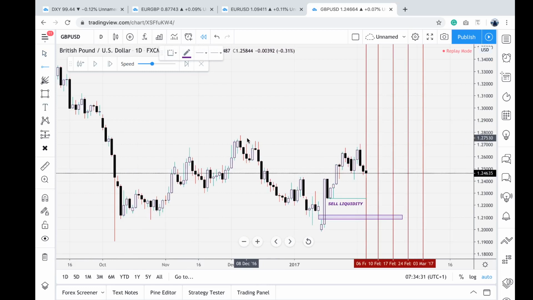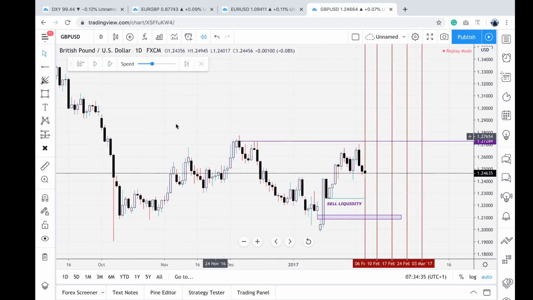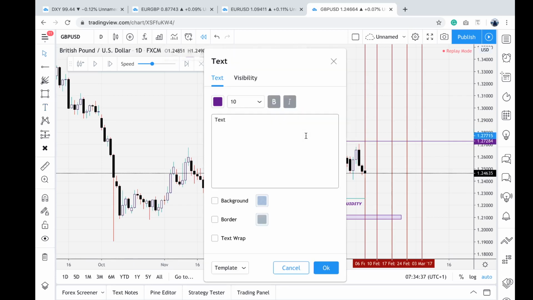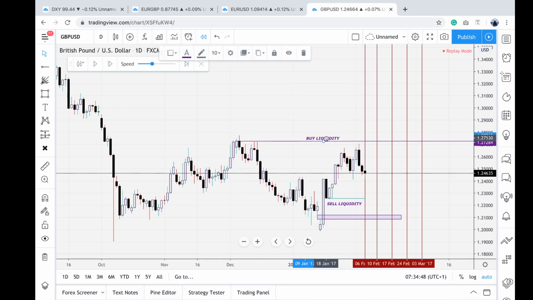What I'll favor more is I'm looking for more buy moves, but remember DXY dictates what I want to see price do. So this is where we're just going to mark buy liquidity. So buy liquidity rests off that level.